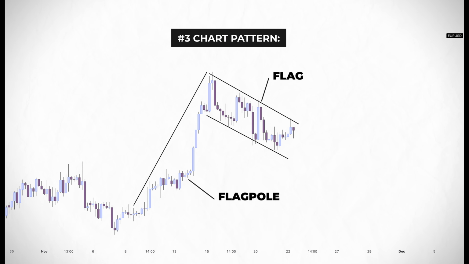So the confirmation of the bullish flag pattern comes when the price breaks out above the upper boundary of this consolidation zone. Such a breakout is a key indicator that the initial bullish sentiment is still strong and the market is likely to resume its upward trajectory.